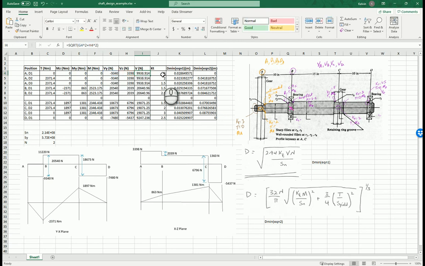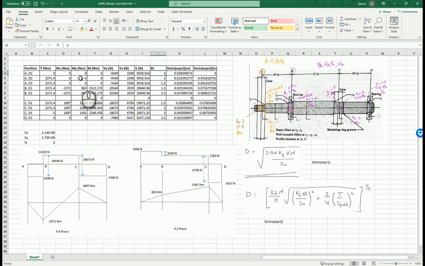We identified that KT was the stress concentration factor due to the circlip or the retaining ring groove, which is 3. And over here now, which we did not ask you to complete and which is new in this video, are the equations to calculate the minimum diameters. Dmin from equation 1 is the equation that uses the shear force alone for calculation of the minimum diameter. And dmin from equation 2 is a bigger equation that uses both the resultant bending moment and the torque flowing through at that point.